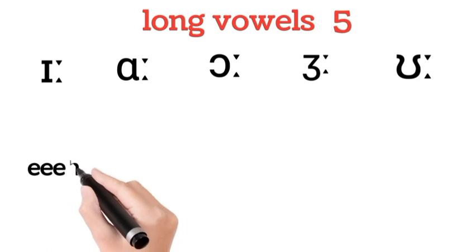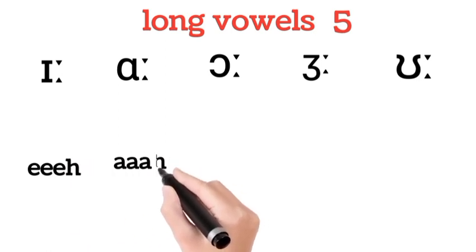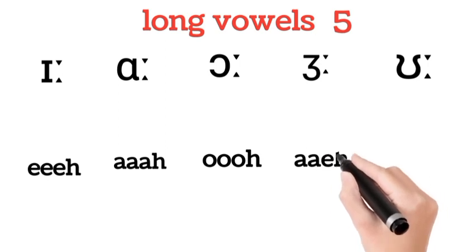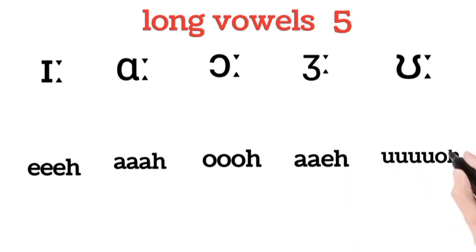Second one is A. Third one is oo, and fourth one is, for example, girl, world. Fifth one is oo. For example, two.